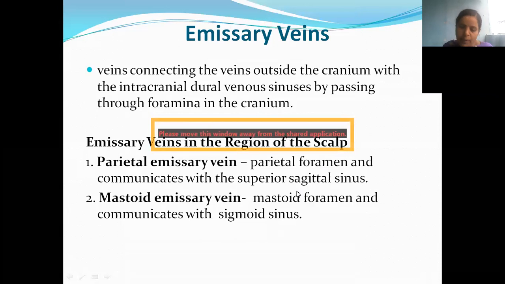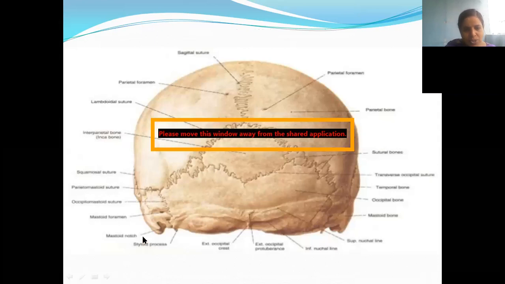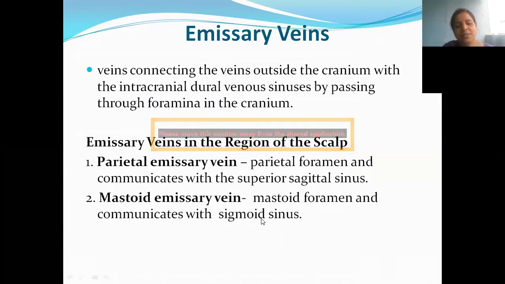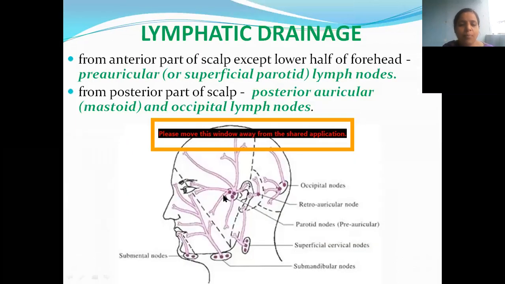Dural venous sinuses I will explain you one day. Nothing to worry. So here in the mastoid bone, actually this is the mastoid area. Here we have mastoid foramen. Through the mastoid foramen, we have mastoid emissary veins passing. Okay, and it communicates here at this region. Correspondingly inside the skull bone, we have sigmoid sinus. So mastoid emissary vein joins with sigmoid sinus. Parietal emissary veins join with superior sagittal sinus. Okay, so emissary veins are joining the veins of scalp with the dural venous sinuses inside the skull bone. Hence there is a risk of transferring the infection from the scalp to the brain.